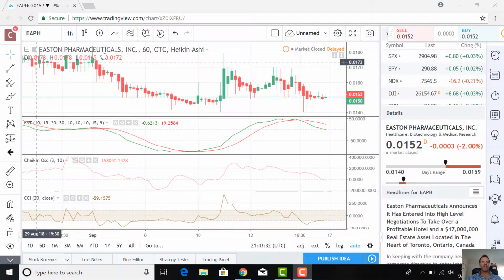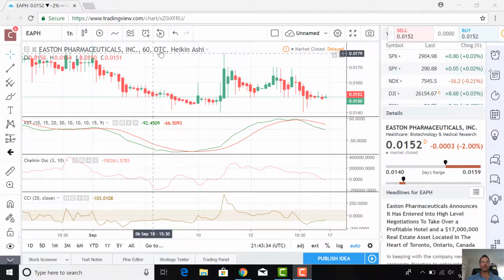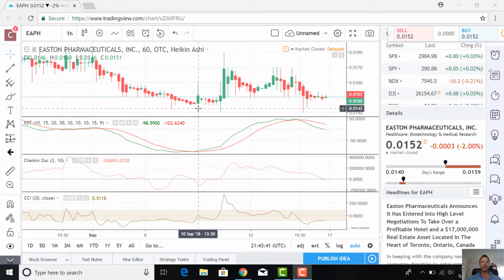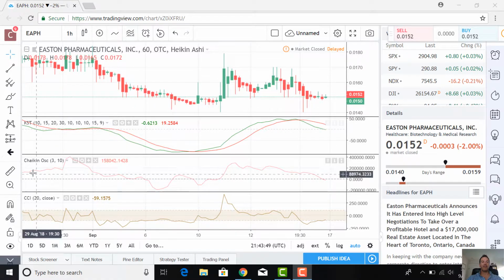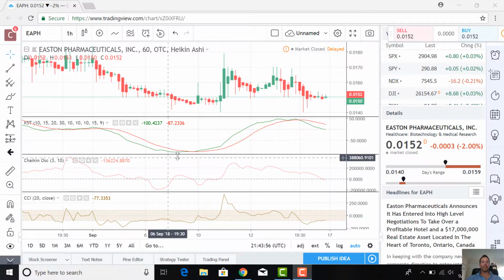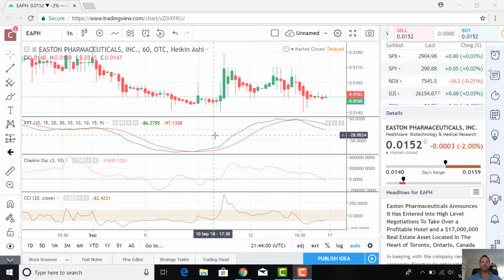You'll see we're looking at Easton Pharmaceuticals on the OTC, again using our Heikin-Ashi, which we love to see. It's very obvious trends using the Heikin-Ashi instead of regular candlesticks. And then we're using a couple momentum indicators, the No Sure Thing, the KST, the Chaikin oscillator, which we've looked at many times here, and the CCI, which has also been looked at here, the Commodity Channel Index, but we're going to see what these three indicators are telling us.